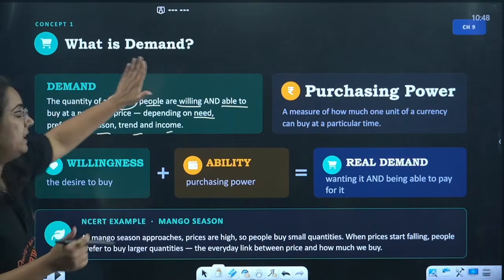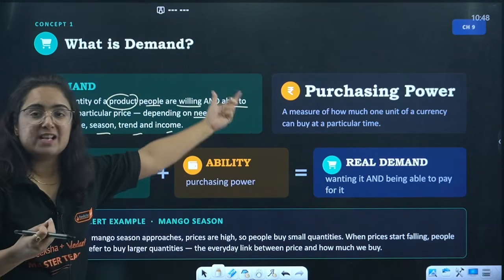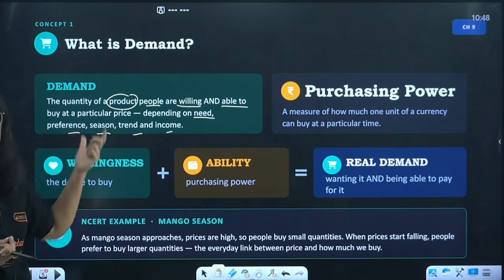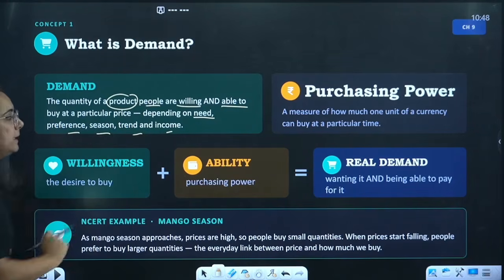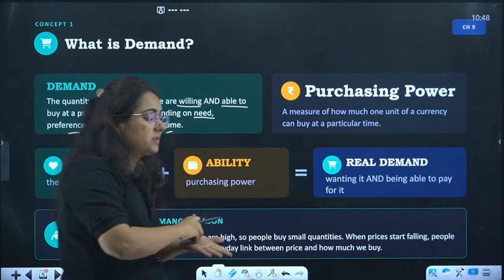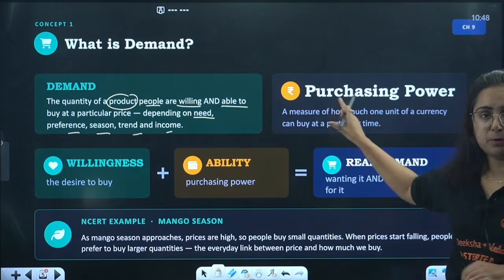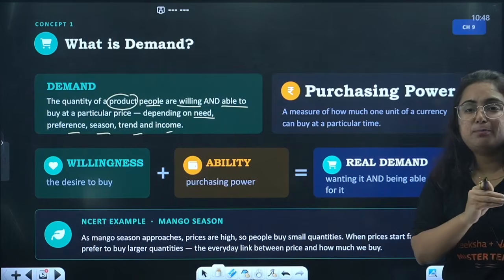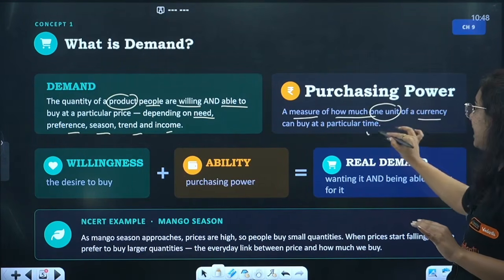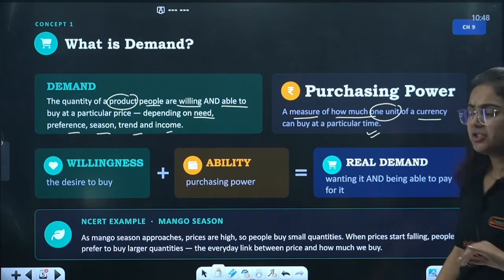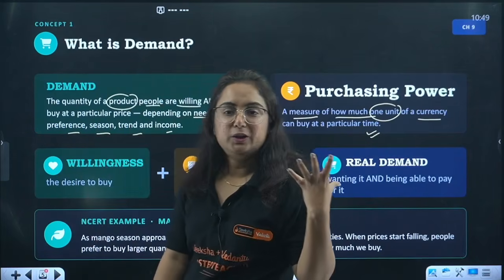So what is demand? Demand is basically the ability of a person, willing to buy a product as well as able to buy a product. And this demand depends on certain factors like need, preference, season, trend, and income. When a person is able to buy that value of a product, it is known as purchasing power. Purchasing power is also an important terminology, a measure of how much one unit of currency can buy at a particular time. It is basically your ability to buy something at the value of the money you have.